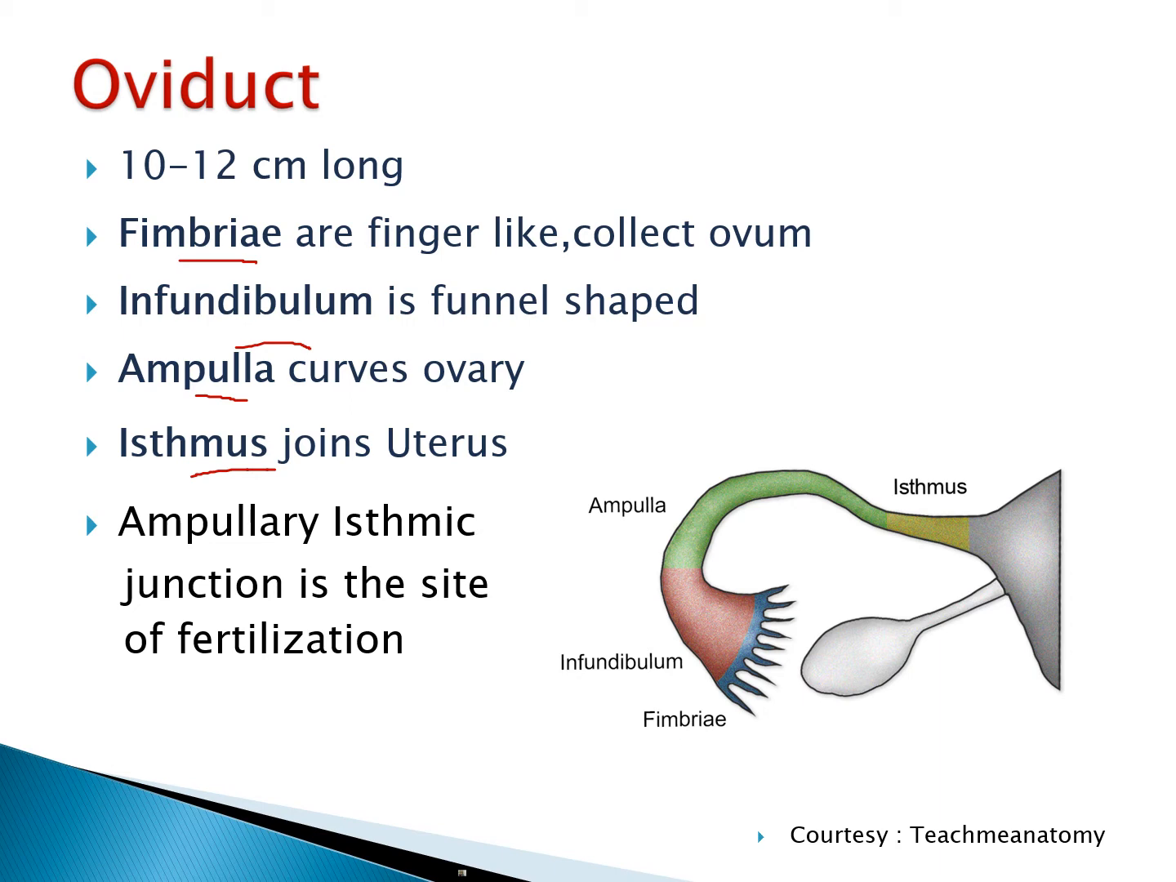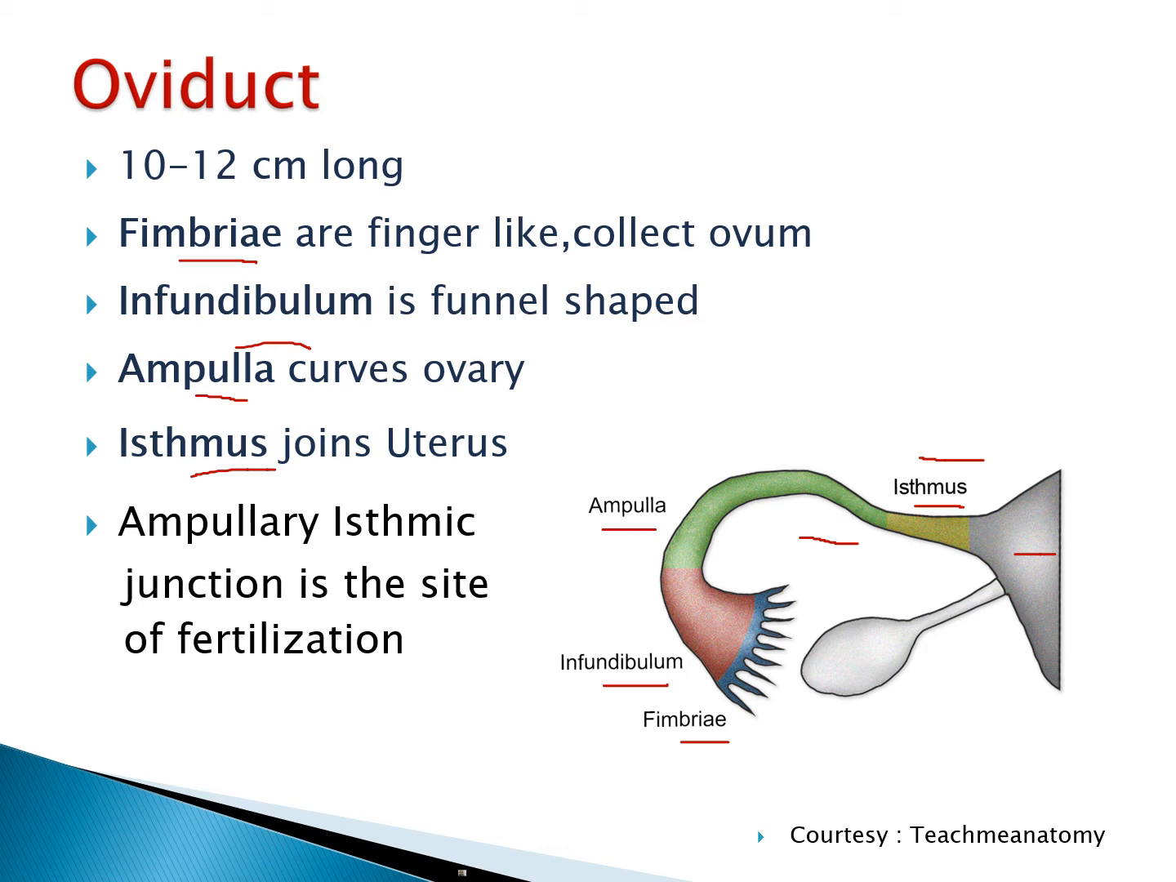So here in this diagram you can see these finger-like projections, which are called the fimbriae, and another part is the infundibulum. Ampulla is the region which curves around the ovary, that is, it covers the ovary, and it finally leads into the isthmic junction. Isthmus is the region which joins the fallopian tube with the uterus. Here in this diagram you can see the ampulla region of the fallopian tube and this is the uterus, and the isthmus is the connecting link between the fallopian tube and the uterus.